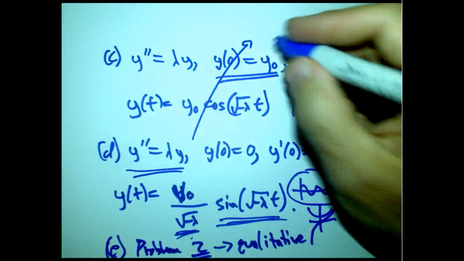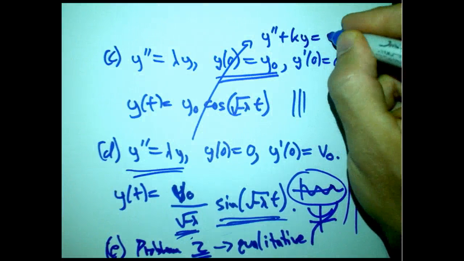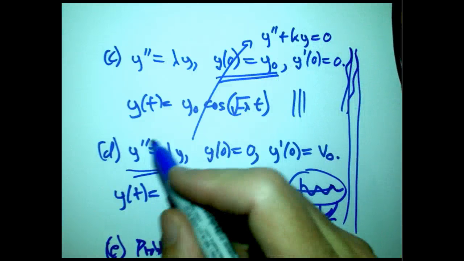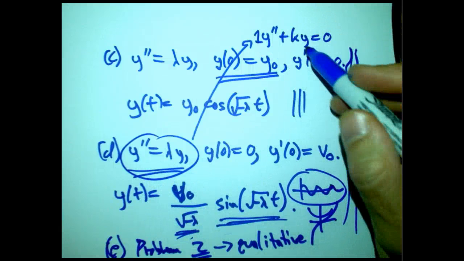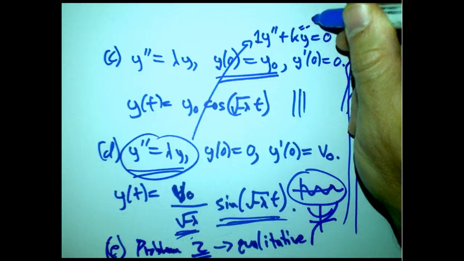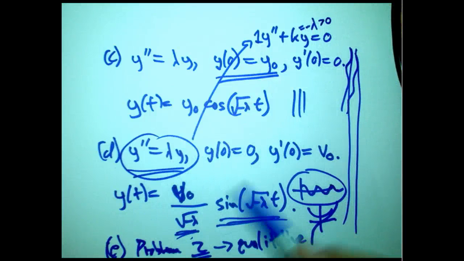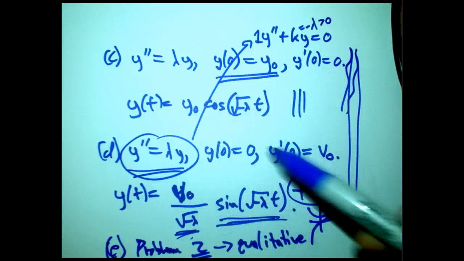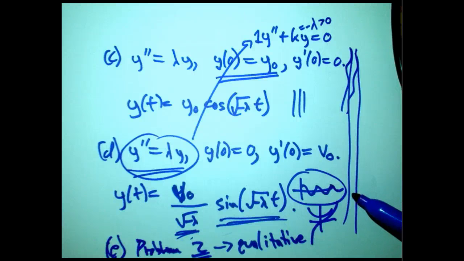Scoot this up here. This could be y double prime plus ky equals 0, where k is negative lambda, and therefore would be positive. This really is the motion of a spring with mass 1, spring constant k equals negative lambda, positive. This is simple harmonic motion, cosines and sines, just bouncing up and down forever. This is the first thing that's physically somewhat reasonable. Of course, only in a perfect world. In our imperfect world with friction and damping, it would eventually die off.